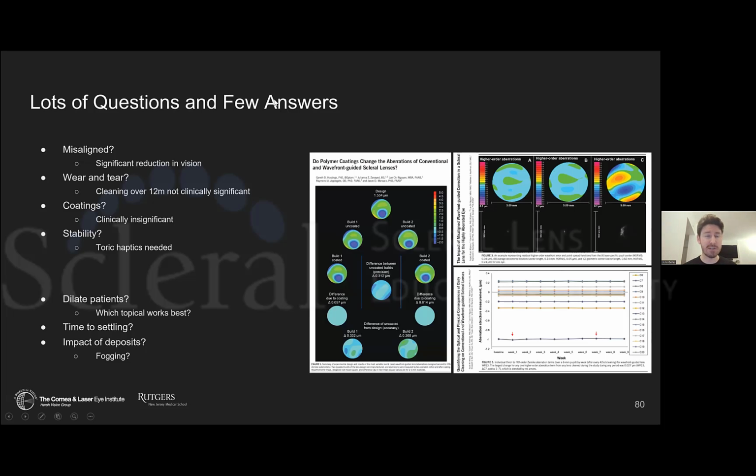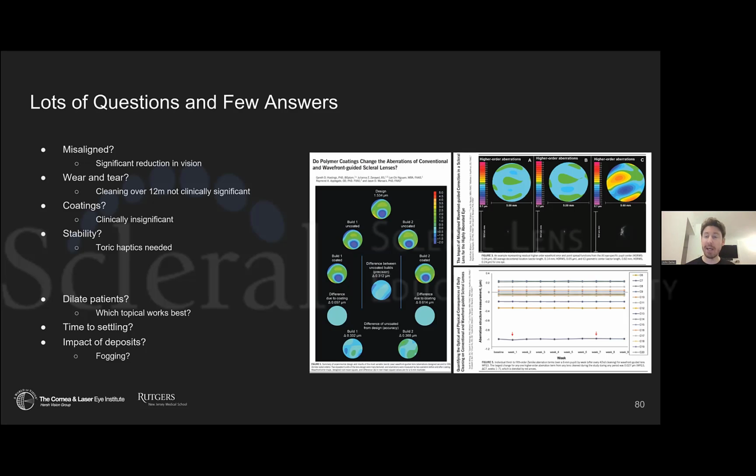Now, there's a lot of questions, and a few things have been answered so far. This is mostly Marsak's group. They're definitely the leaders in this area. One of the questions that was asked is, does misalignment matter? Yes, it has a significant impact on visual acuity. Does wear and tear matter, cleaning these lenses over time? Well, they found that cleaning these lenses over a 12-month period of time did not make a clinically significant change to the performance of this.